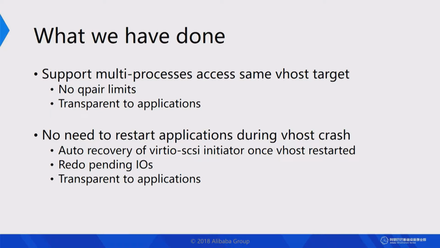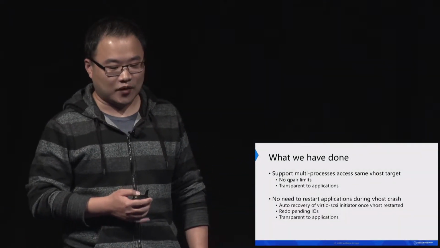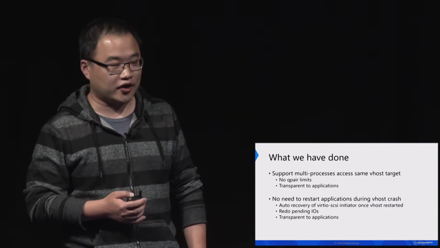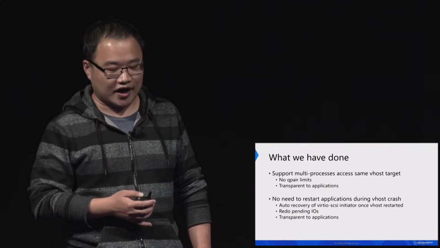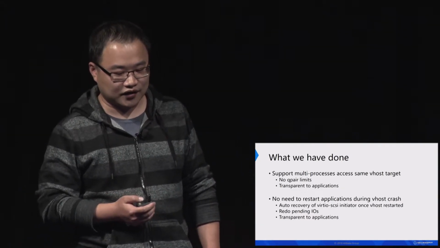In order to overcome these issues, we have made several patches to make the vhost usable in our real production environment. The first patch we have done is to support multi-process access to the same vhost target. In this way, we don't have the queue pair limit, and also we can have multiple processes share the same target.